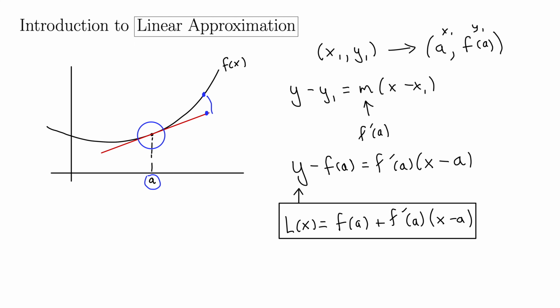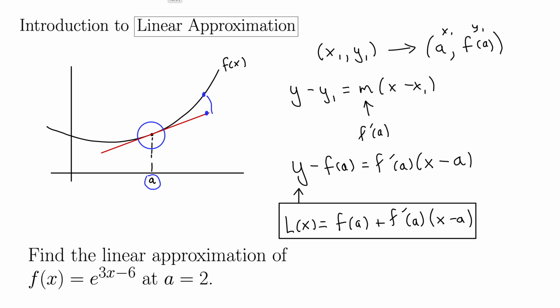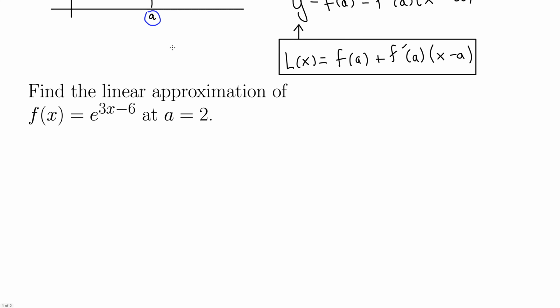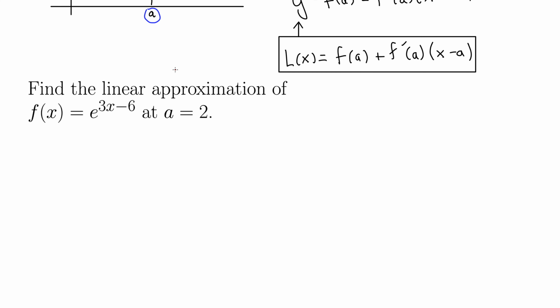Let's try an example. Find the linear approximation of f of x equals e to the 3x minus 6 at the point a equals 2. Okay, we can do that. So we have our function here, f of x, and we're also given an a value, a equals 2. Now we look at our equation for L of x and fill in our pieces as we go.